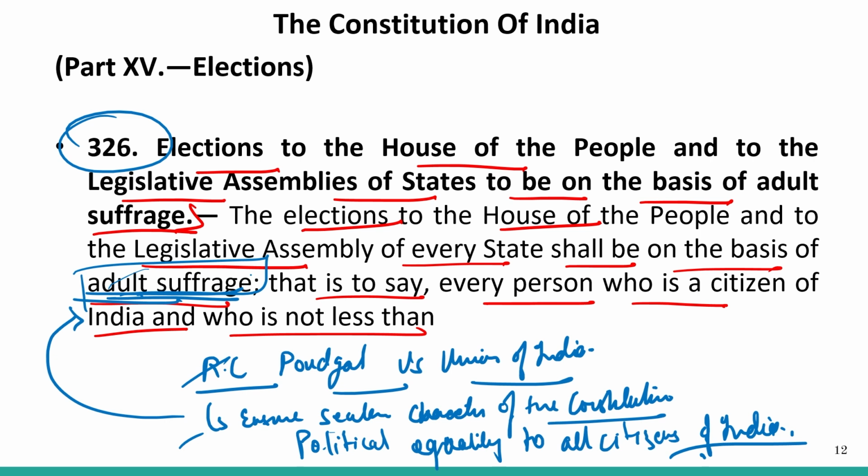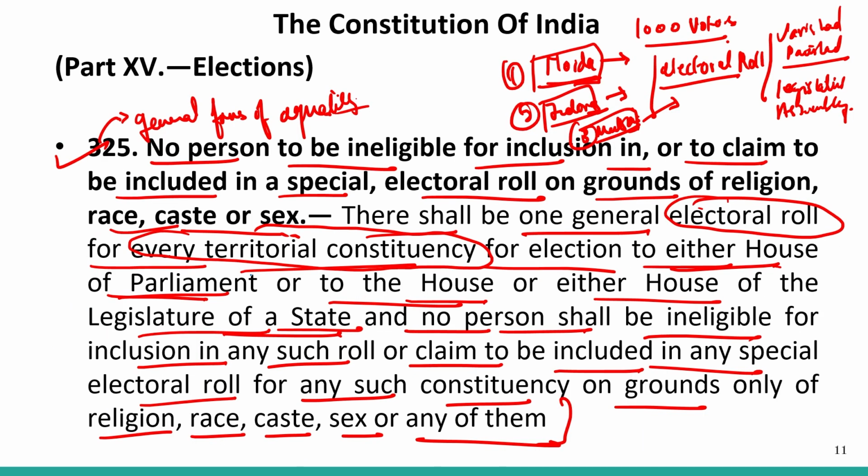But if you have attained the age of 18, you are not of unsound mind, and you are not involved in criminal or illegal practices, then obviously your name will be registered in the electoral roll and you are entitled to vote. By Article 326, you get the power to vote in the election.